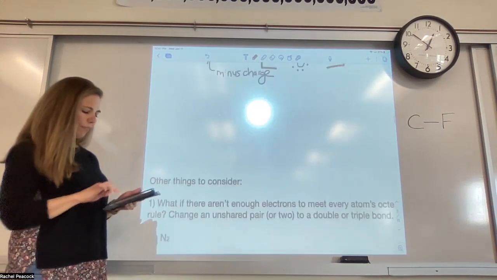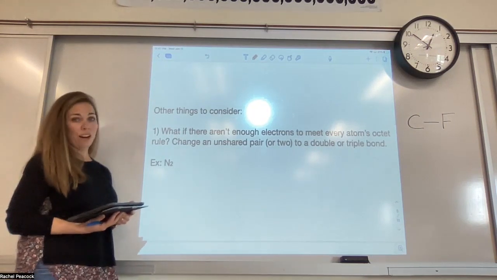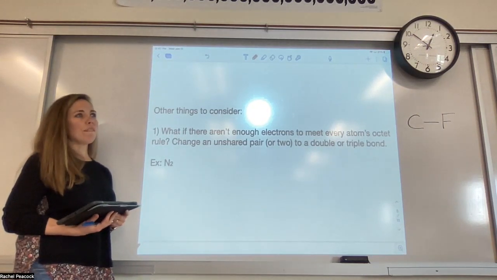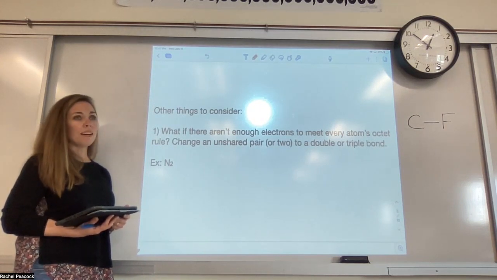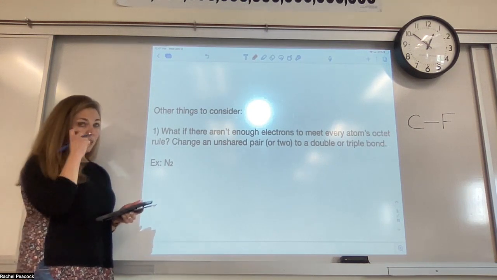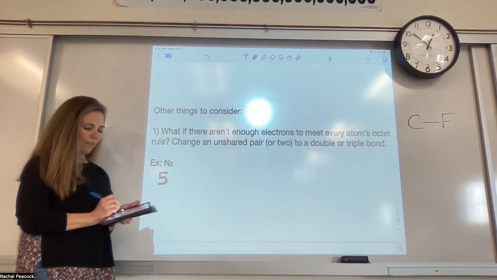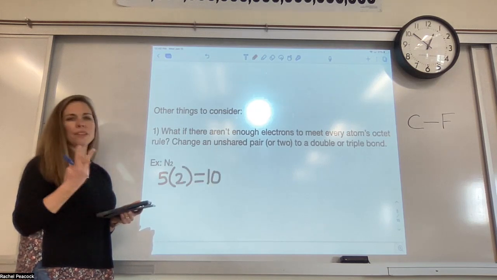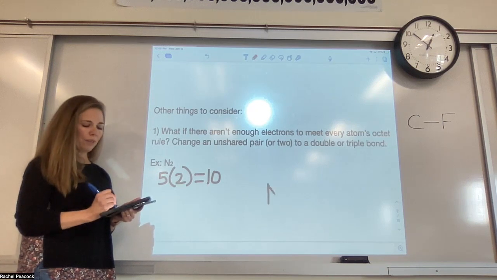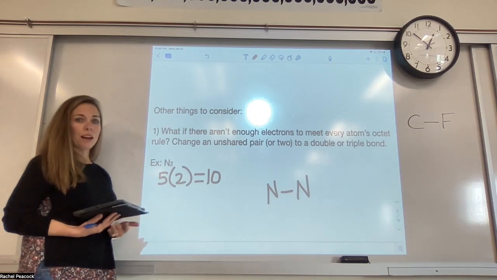All right, moving on. What if there aren't enough electrons? This is where counting valence electrons comes into play. It's really important that you count, otherwise you're gonna draw it incorrectly. Okay, so we're gonna do N2 as an example. If you count, nitrogen has 5, there's 2 nitrogens, so that's a total of 10, okay? This is only a 2-atom molecule, so there isn't a center. You just connect the 2 atoms with a line, right?